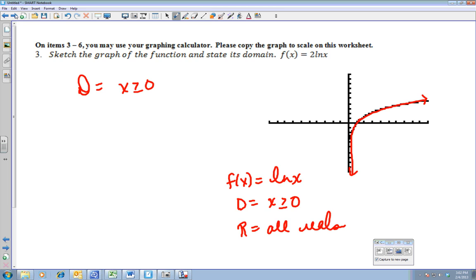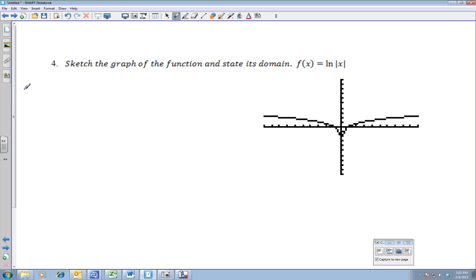So let's look at number 4. Sketch the graph of the function and state its domain. F of x equals the natural log of absolute value of x. Here's the graph. On this, my domain, which is our x values, this time it's all x values. Negative infinity to infinity, or I could just say all reals. Okay, and I'm going to stop there, and I'm going to do the last few. Well, let's go ahead and do 5.